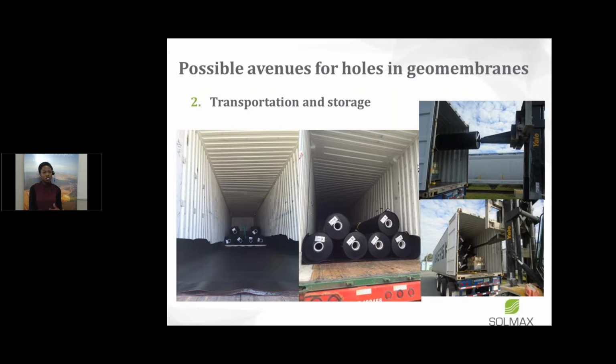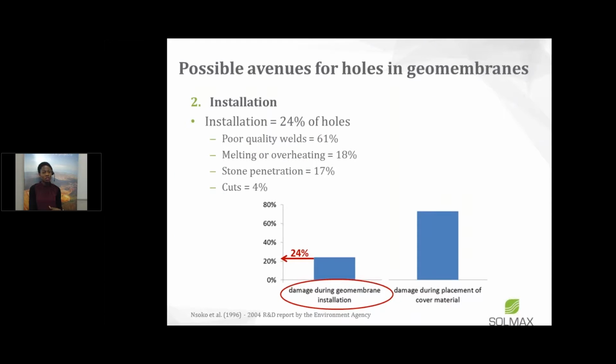Installation is a big one when it comes to holes in geomembranes. It was found in a study a few years ago, by Nosko, that 24% of holes in geomembranes were from installation. A huge percentage of those holes were from poor quality welds. Then there was another high percentage from poor welding, meaning burning of the geomembrane from too high a temperature or too slow a welding rate. There were also instances of stone penetration, from overlying and underlying material, and cuts during the installation. All of this accounted for 24% of holes found during the survey.